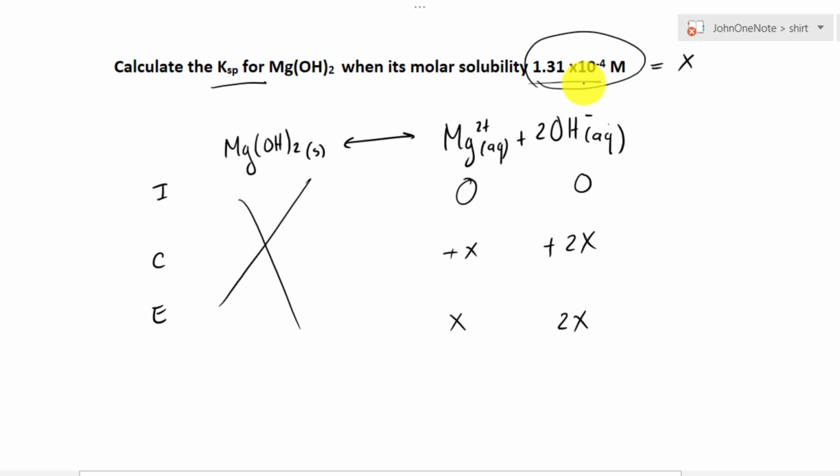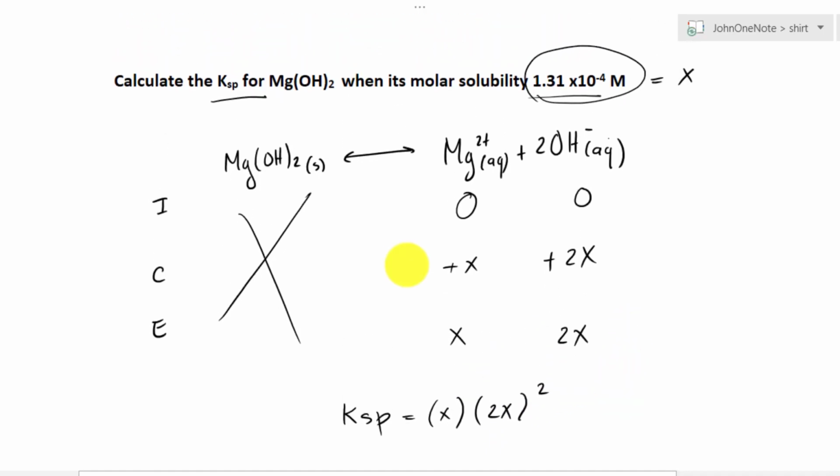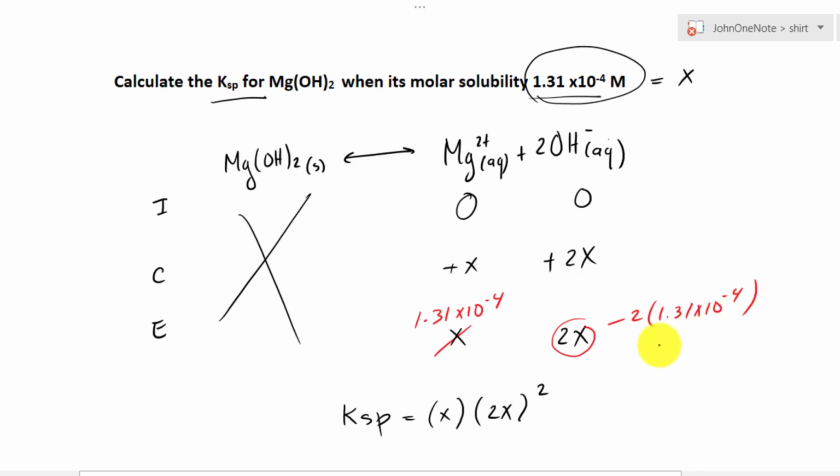And all you have to do to calculate for KSP is just plug into the formula. Well, KSP at equilibrium, remember, is x times 2x to the square. And all you have to do is plug this in. So plug in for x. Well, in this case, x is equal to 1.31 times 10 to the negative 4. And right here will be 2 times 1.31 times 10 to the negative 4, which gives us 2.62 times 10 to the negative 4 if we plug it into a calculator.